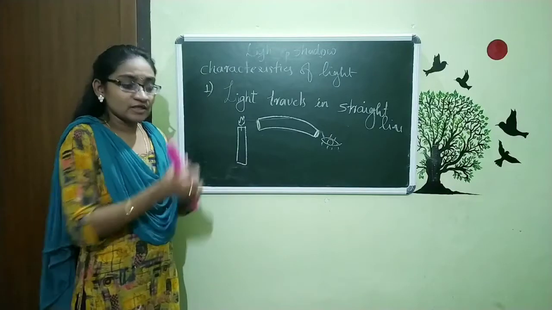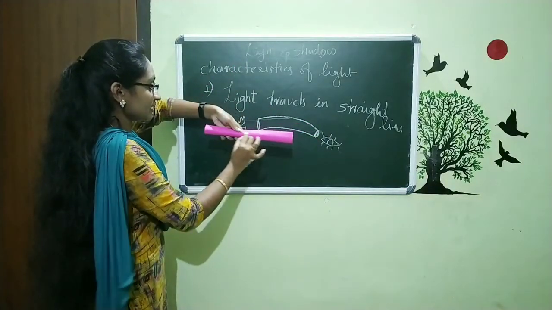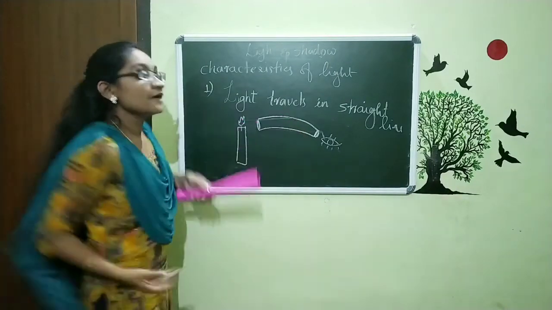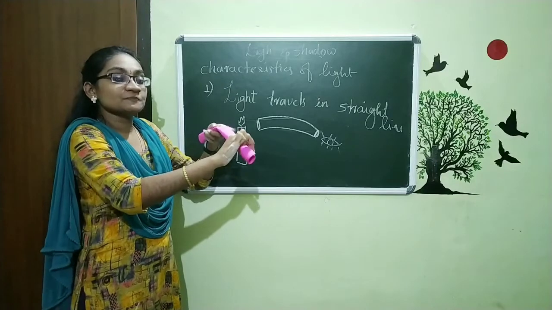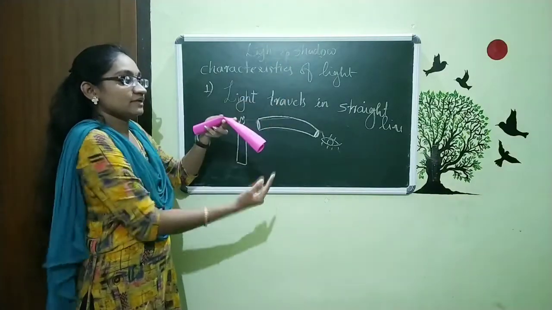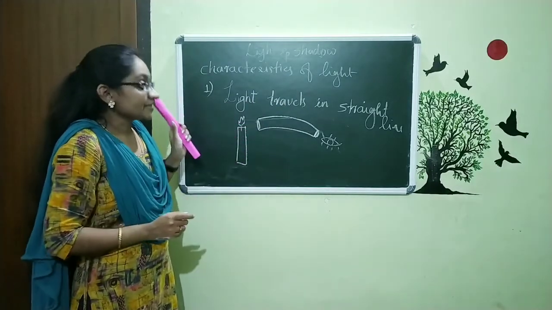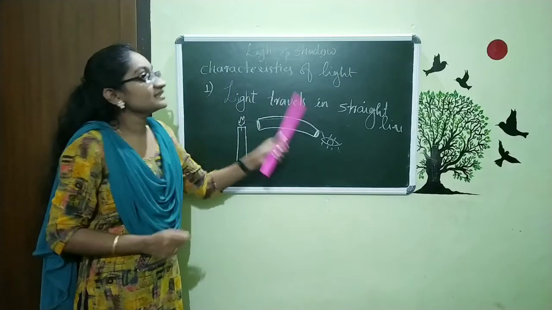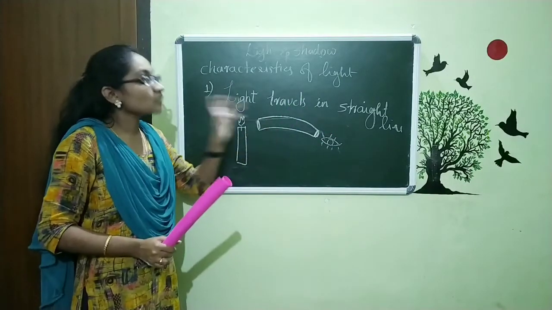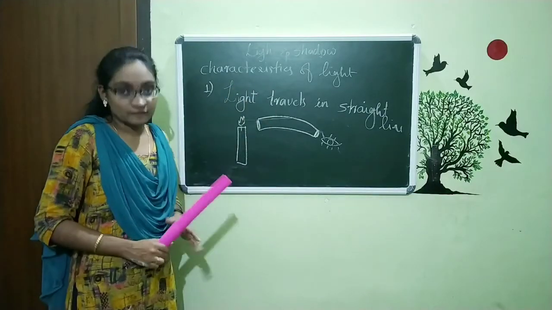So it is very simple: when my tube is straight, my light travels straight, and from this point the light will transfer to this point. But when my tube is bent, what happens? The light travels in a straight line. When my eye is here, it's not possible to see. That's why we can say our light travels in a straight line. In whatever cases, our light always travels only in a straight line. That is one of the characteristics of light.